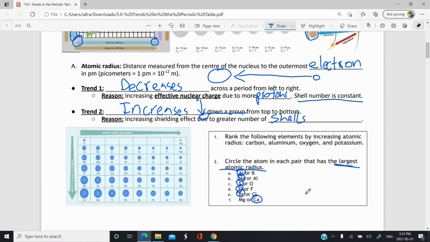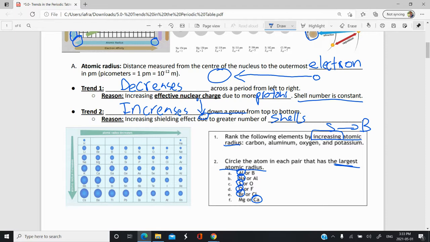So let's rank the following elements by increasing atomic radius. And students have a lot of trouble with that word usually. So increasing means from smallest to biggest. That's what that means. So find the smallest one, write it first, and then write the biggest one after. And when you have a series like this, it's nice to compare the easier ones first.